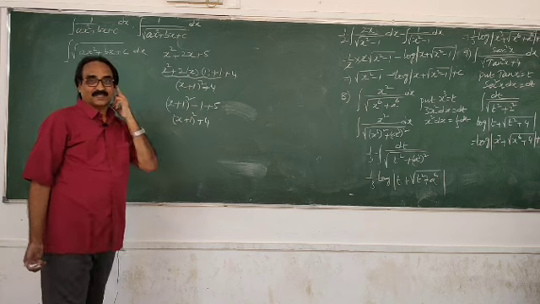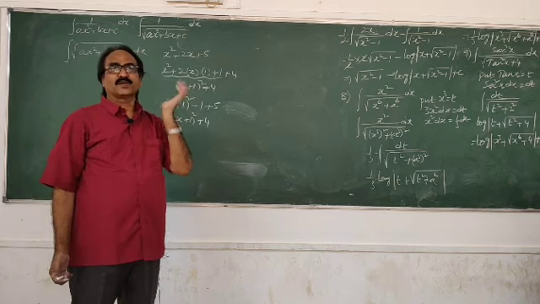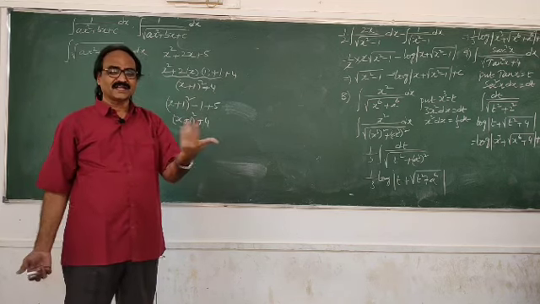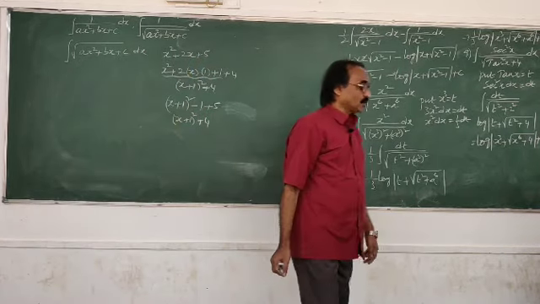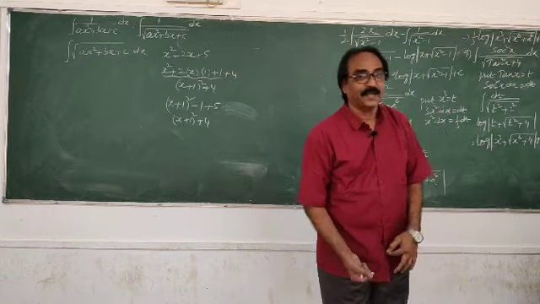Then we apply the formulas. What are the formulas there? 1 by root of x square plus a square, 1 by root of a square. That is as usual. But whatever we did, only those formulas will apply now.